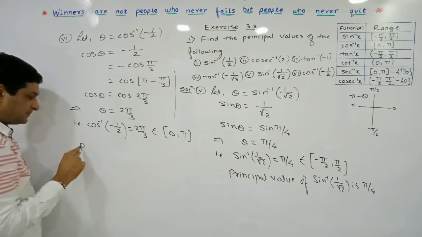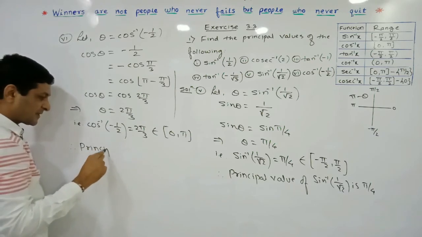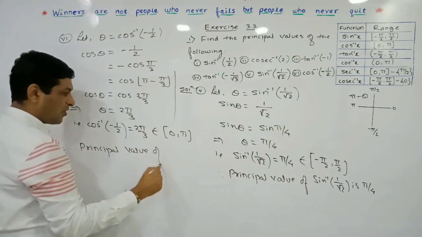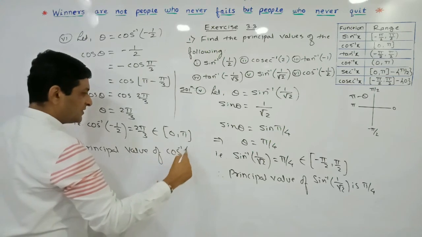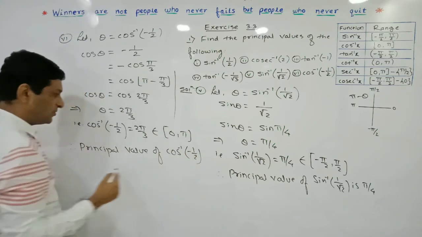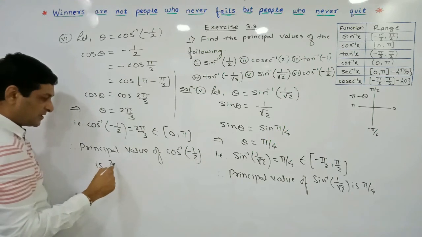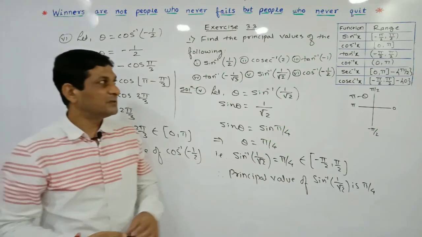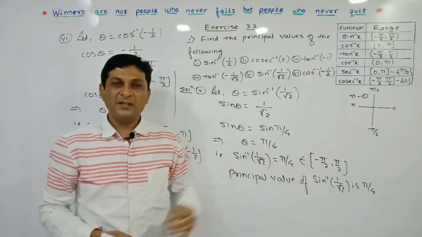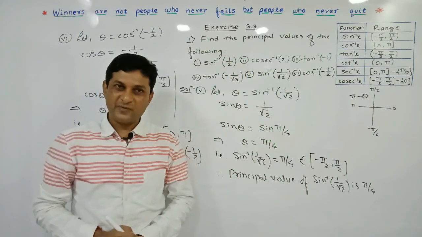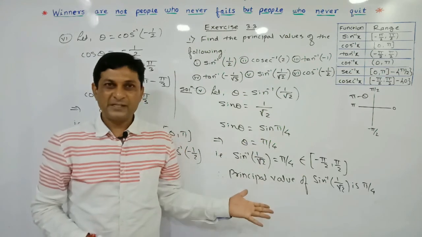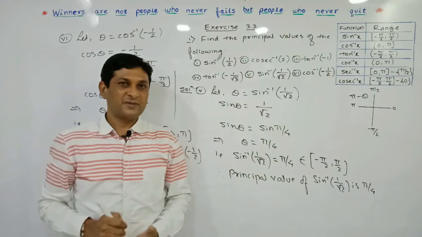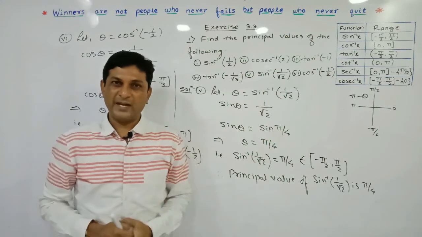So therefore the principal value of cos inverse of minus 1 by 2 is how much? 2 pi by 3. In this way we have got the principal value. So I hope the method to solve such type of example is very clear to you. It is a very easy method, but you have to know the range of every inverse trigonometric function to find out what? Principal values.